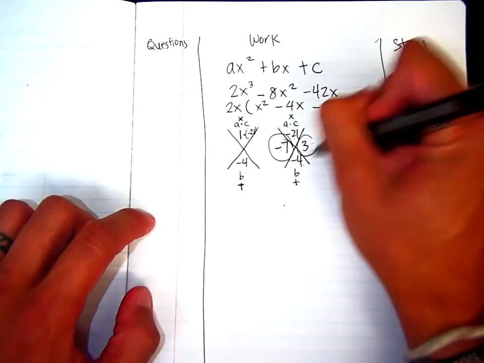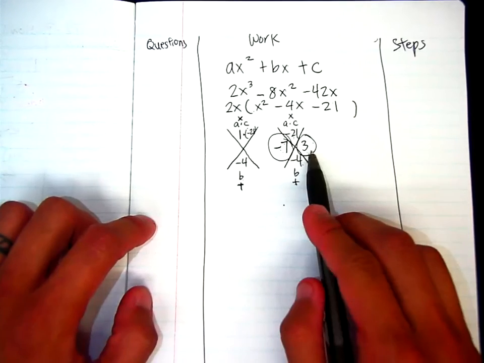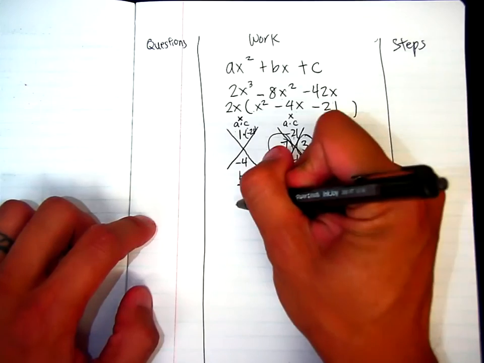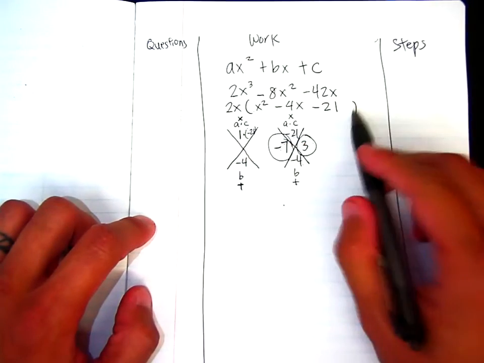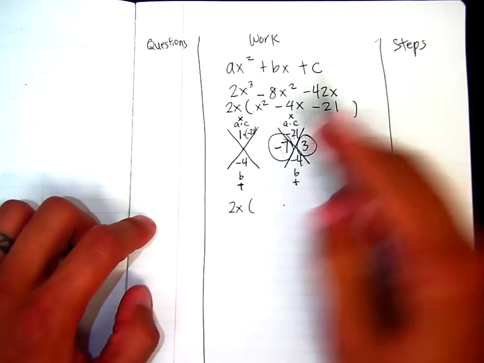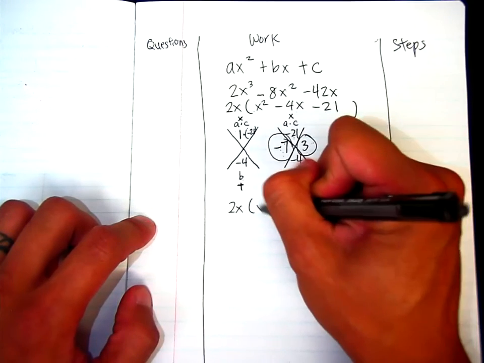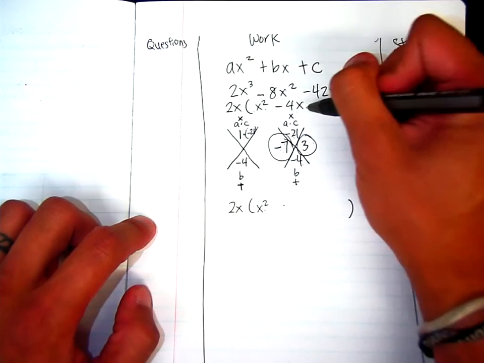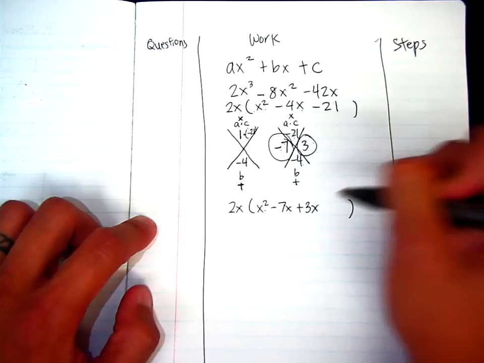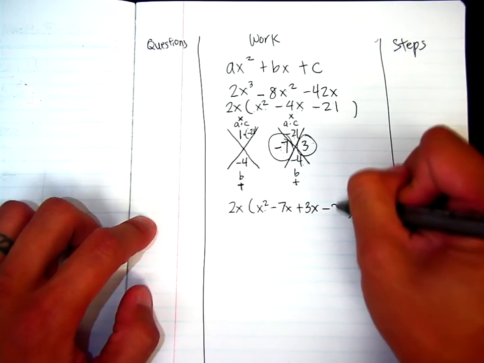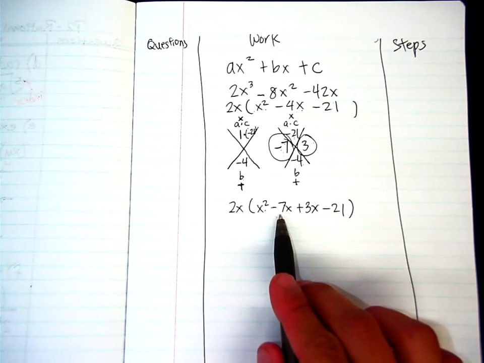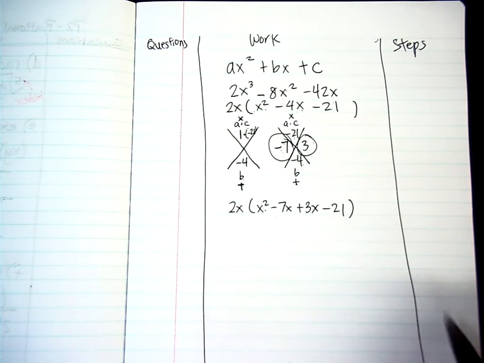Okay, so now that I have that, I'm going to look at these two numbers, and I'm going to use these two to break up the negative 4x. Okay, so now I'm going to look at my polynomial. I'm going to bring down the 2x, and now I'm going to break up the negative 4x. So it's going to be x squared. I'm just going to rewrite this. And instead of negative 4x, now I'm going to write negative 7x plus 3x. And then I'm going to rewrite the constant, which is negative 21. So I've really done nothing but break up the negative 4x into negative 7x and positive 3x.